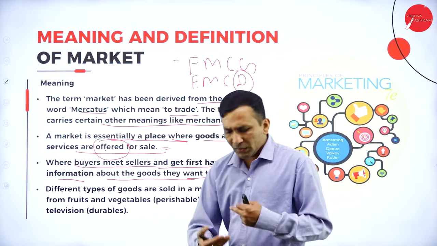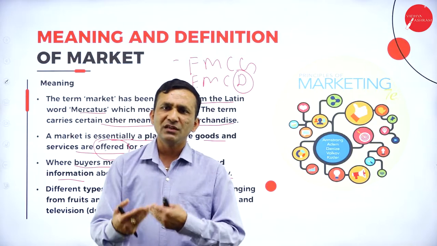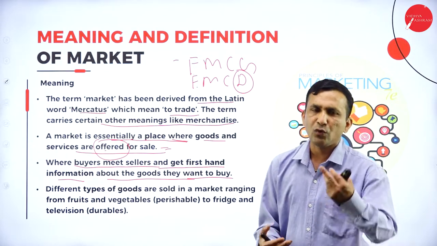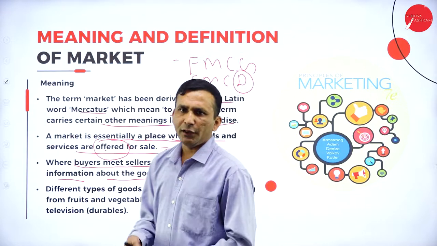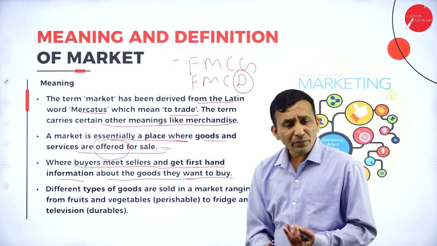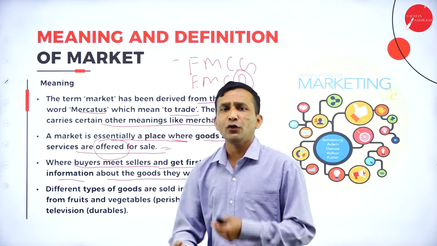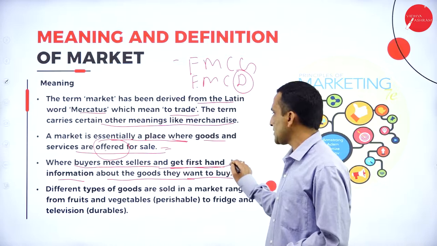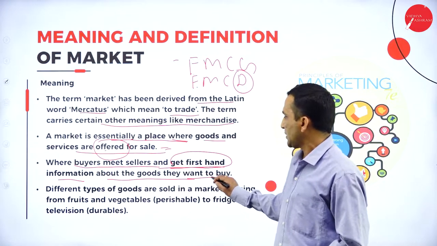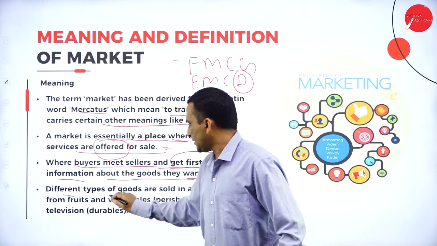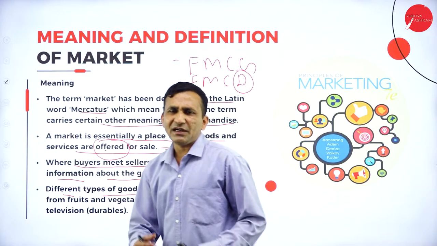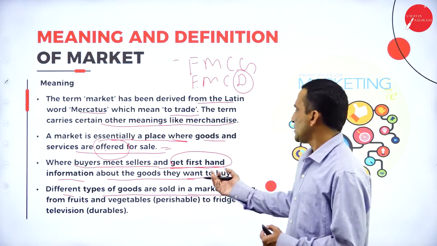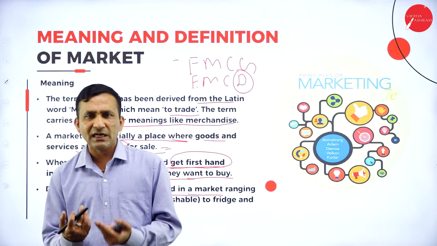Even the buyer collects information from the seller, because the seller is offering a product. As a buyer, I want more information about what kind of product you are providing: features, price, availability, and after-sale service. All this information the buyer is collecting, that is, first-hand information about the goods they want to buy. Different types of products are sold in the market, or different services are offered by the seller to the buyer, based on what exactly the customers are expecting.